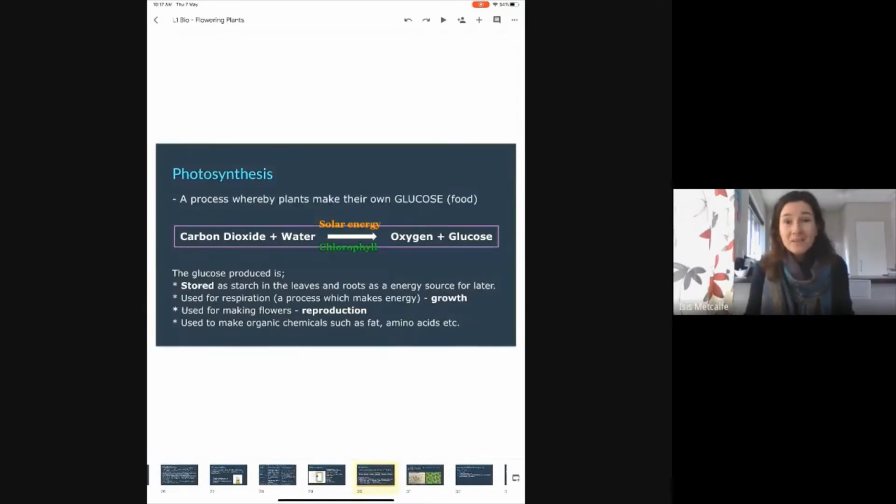And it's the same in humans as well. We have to eat our glucose, of course, but we use it for the same things. We store it as fat so that we don't die of starvation if we can't get access to food. We also use the glucose we eat to grow, and we also use that glucose to reproduce, to make our gametes. So it's just the same in plants as it is in animals.